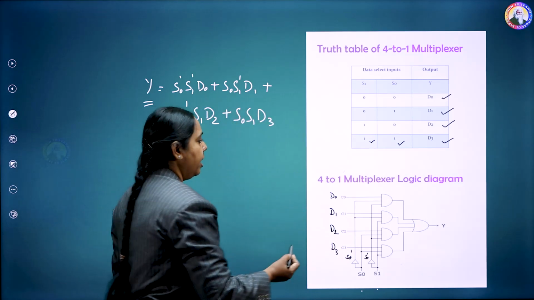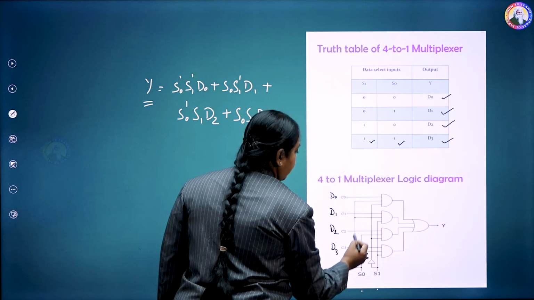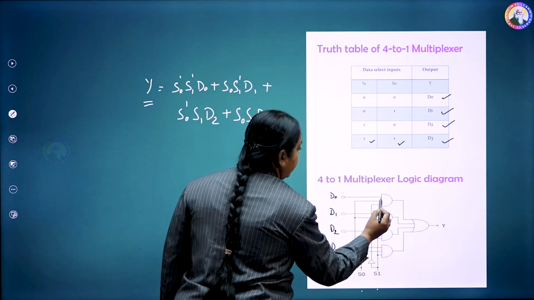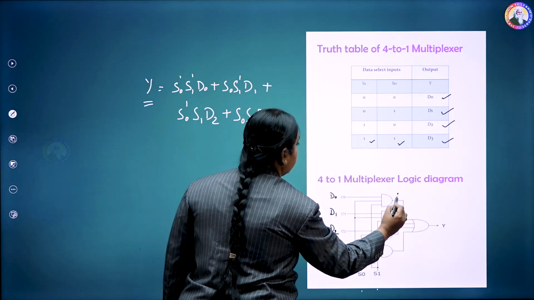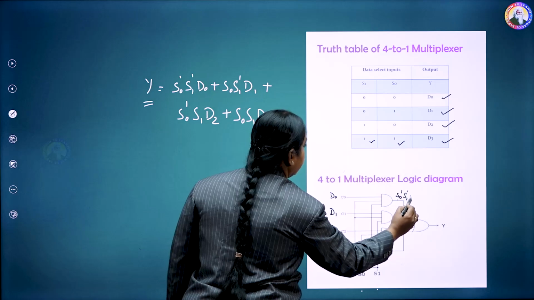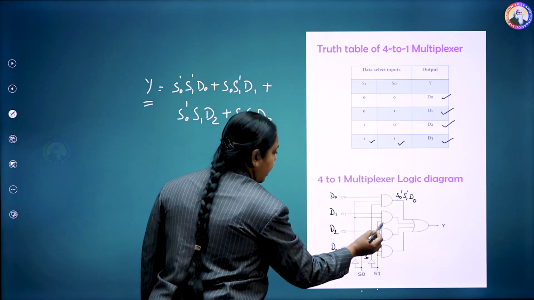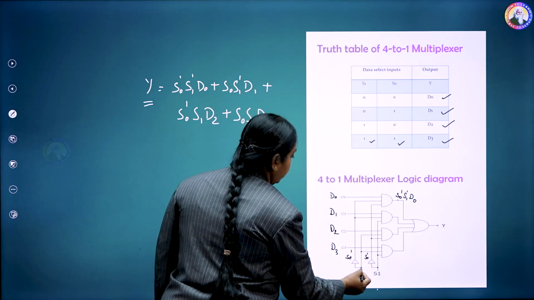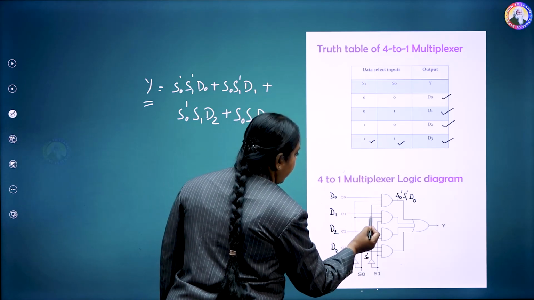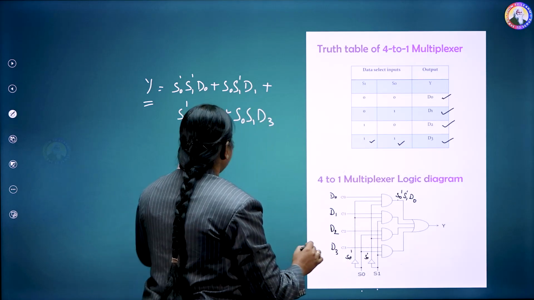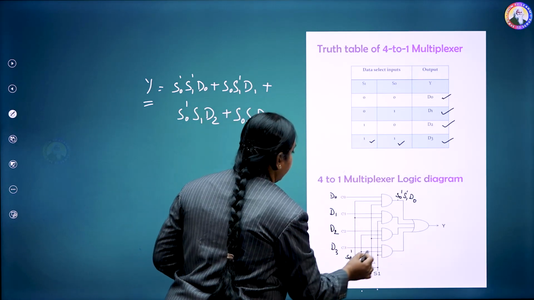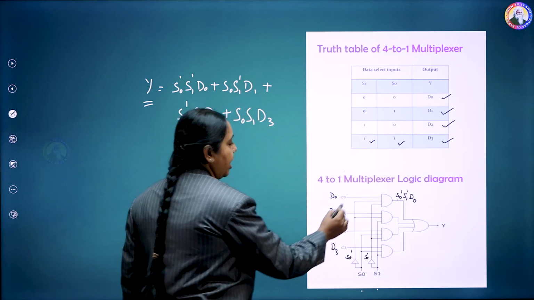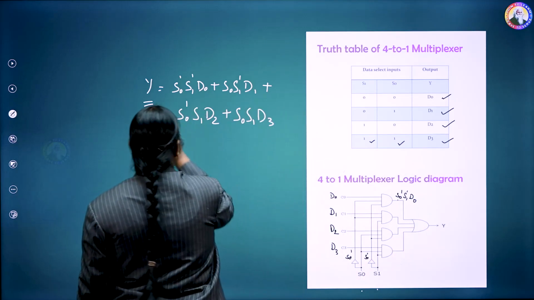Coming to the first AND gate, I am having the inputs S0 bar, S1 bar, D0. Coming to the second AND gate, what am I having? S0, S1 bar and D1. Next, S0 bar, S1, D2. Next, this AND gate has S0, S1, D3. Like that, all of these we are giving to the OR gate, so that I will get this expression.